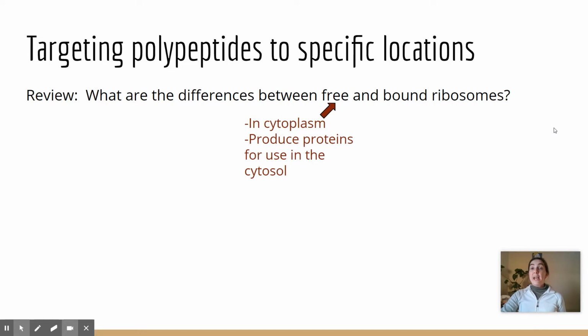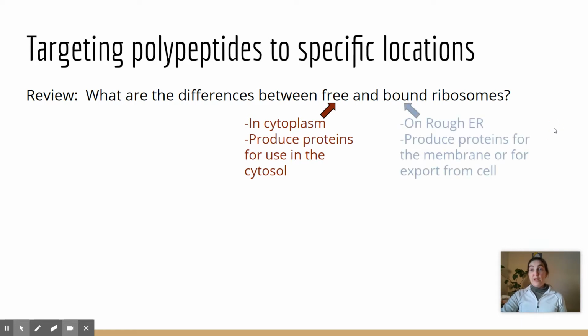For example, the enzymes that help with the process of glycolysis that happens in the cytosol, those enzymes would be made by free ribosomes, and then those enzymes are just released into that fluid that fills the cell so that they can carry out that reaction.